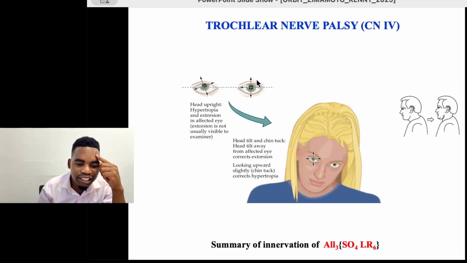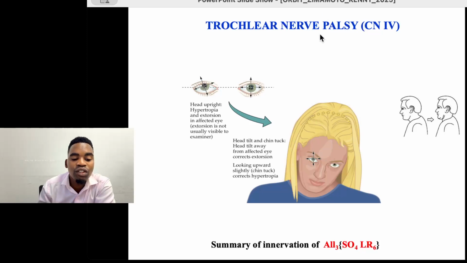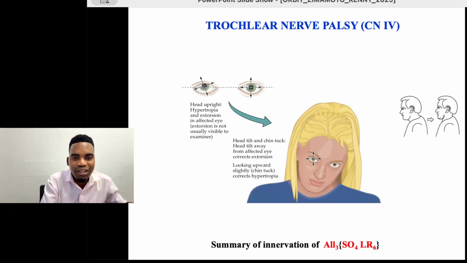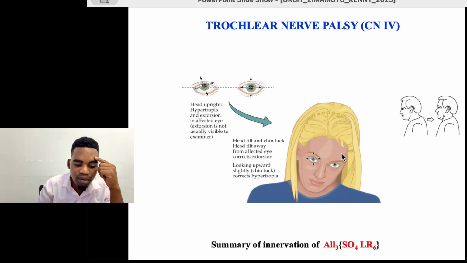Next, we have trochlear nerve palsy. Remember, the trochlear nerve supplies the superior oblique muscle. So if you have injury to the trochlear nerve, you are denervating the superior oblique muscle. What happens? You have a little bit of upward deviation of the eye, and so your patient will complain of difficulty walking downstairs, because the eye is deviating slightly upward due to the superior oblique muscle, which is innervated by the trochlear nerve.